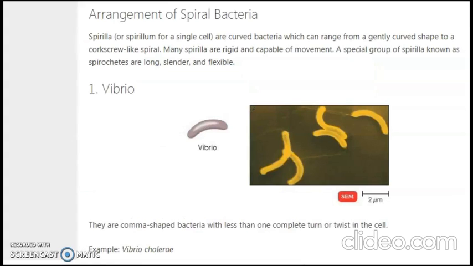Next one is the arrangement of spiral bacteria. Spirillum for a single cell are curved bacteria which can range from a gently curved shape to a corkscrew-like spiral. Many spirilla are rigid and capable of movement. A special group known as spirochetes are long, slender, and flexible. In this, the first one is Vibrio. They are comma-shaped bacteria with less than one complete turn or twist in the cell. An example of this is Vibrio cholerae.